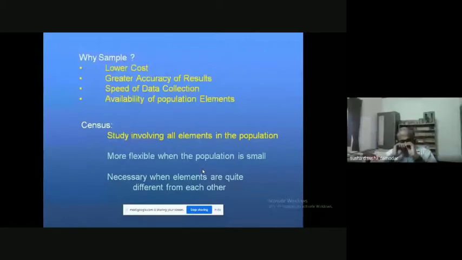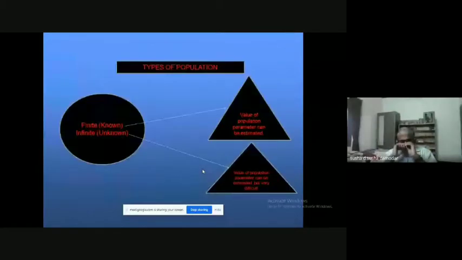Again, we will get an idea about types of population. Basically, two types of population we can identify: finite population and infinite population, or unknown population. In the case of finite population, the value of population parameter can be estimated. In the case of unknown or infinite population, the value of population parameter can be estimated, but it is very difficult.